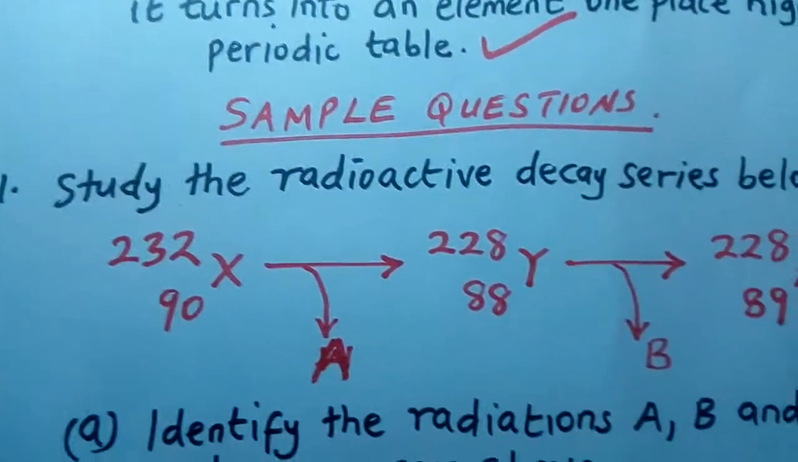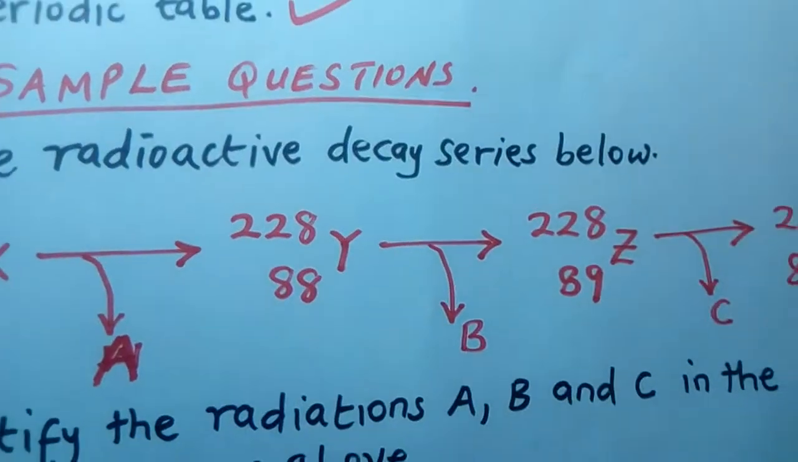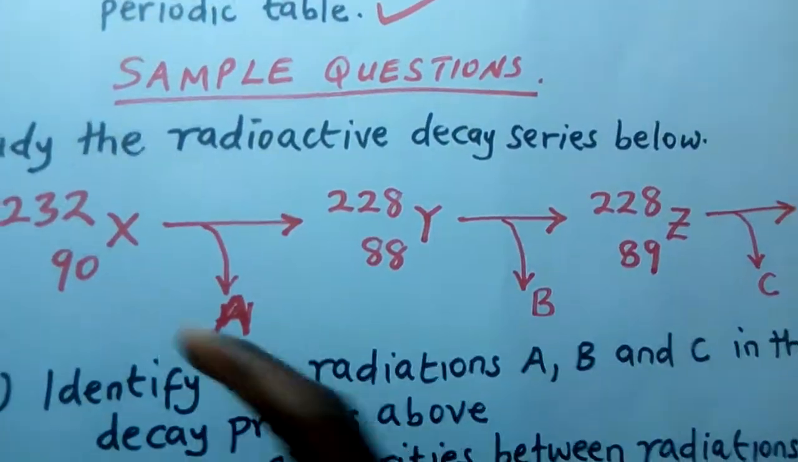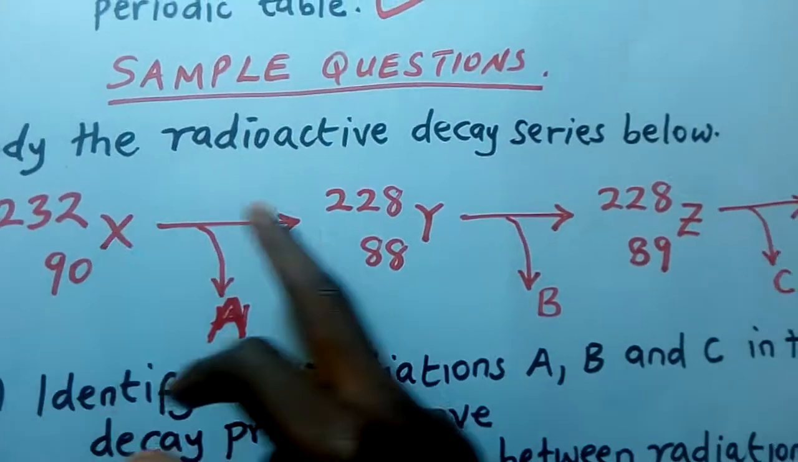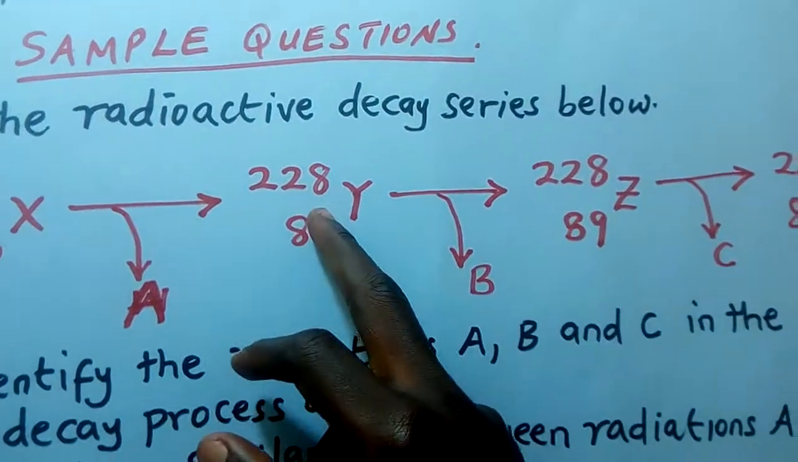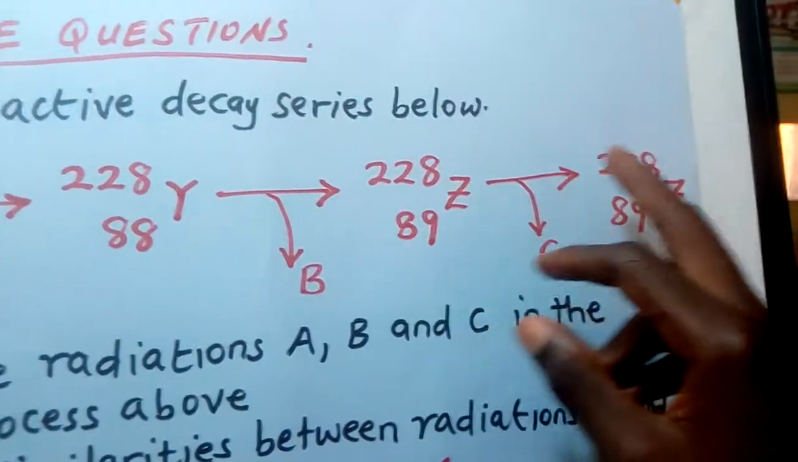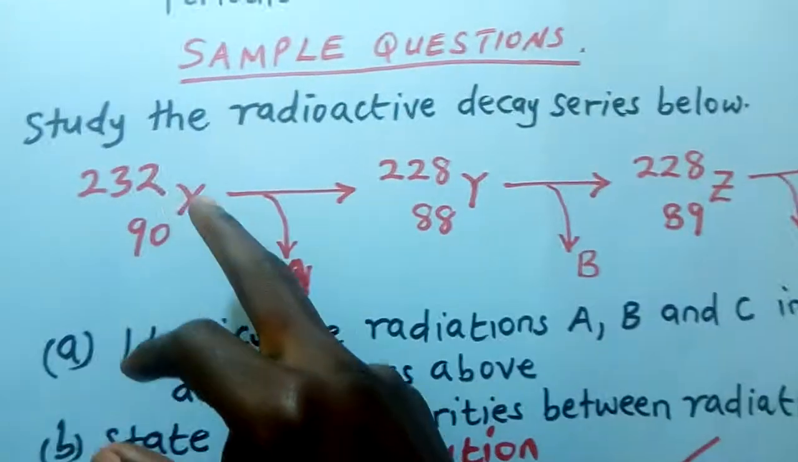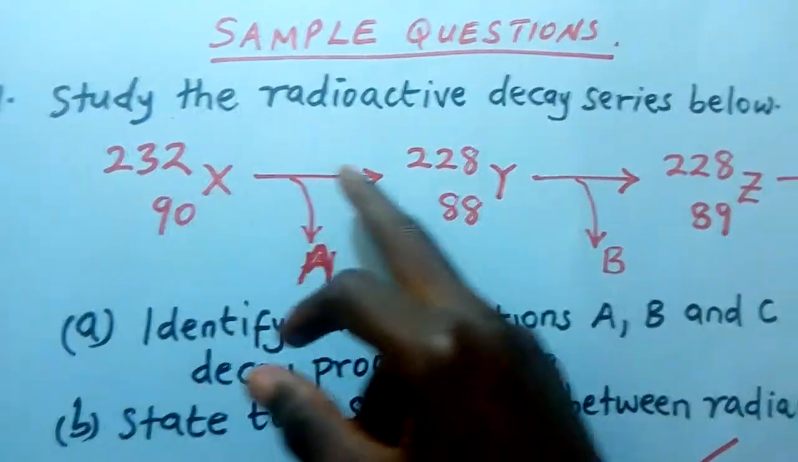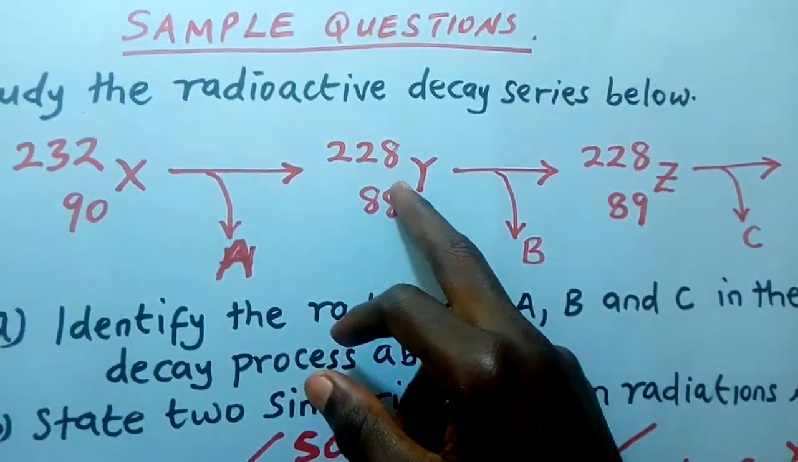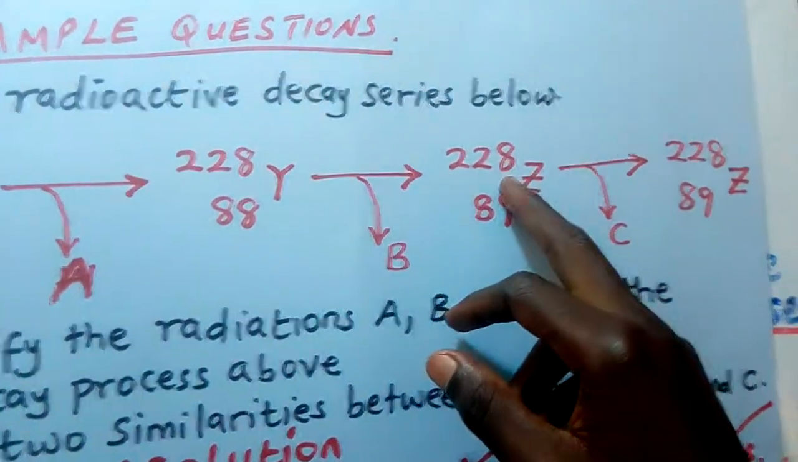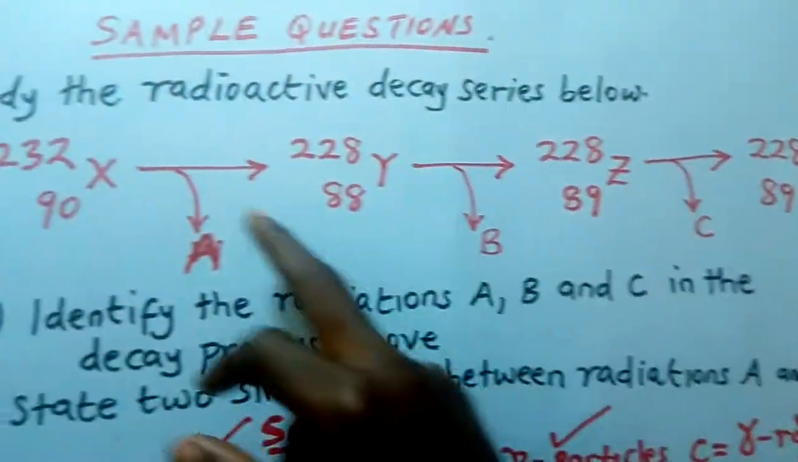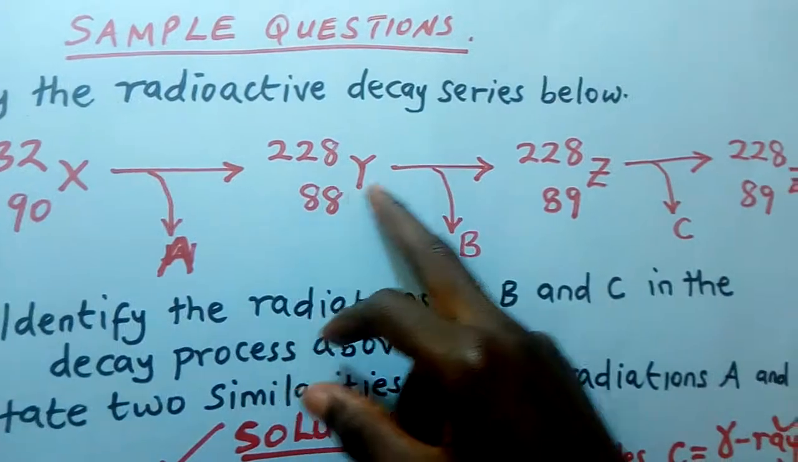Study the radioactive decay series below. Just look at this. This parent produces the daughter. This parent also produces the daughter. This one also produces the daughter. It is like your grandfather produces your father. Your father maybe produces you. Then you also produce another person. This is X, this is Y, this is Z.